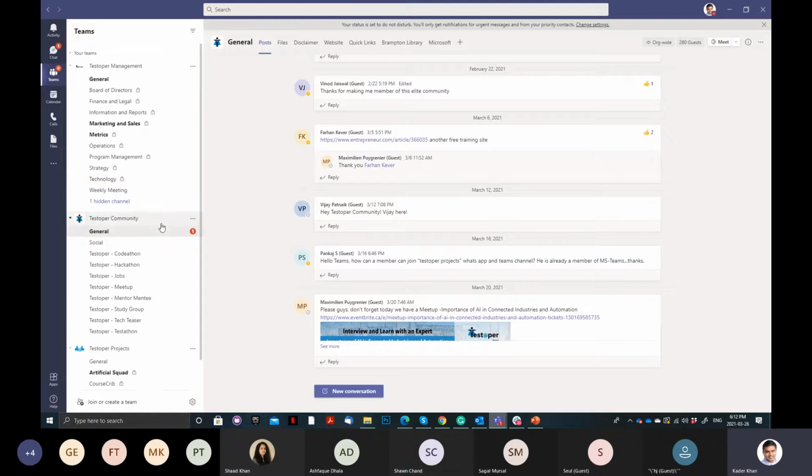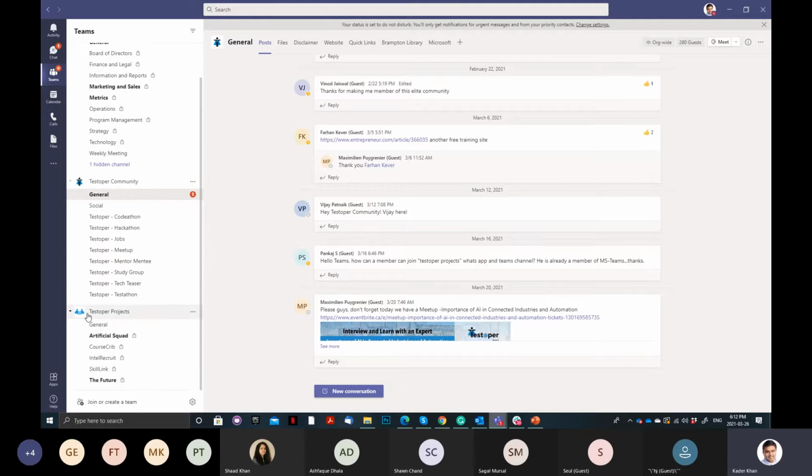So even though we have more than 300 people in this community, very few are really communicating, but we want each other to communicate and benefit from each other. So once you provide your first name, last name, and email address, we will provide access to this collaboration platform. This is like a Slack, right? You can use them. And there is another channel called Testoper Projects.